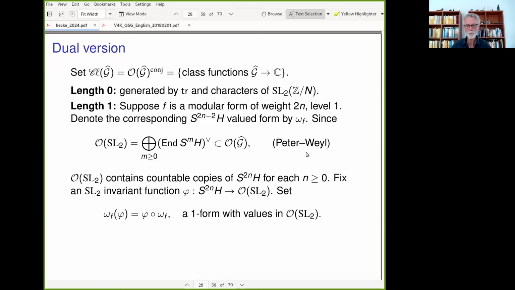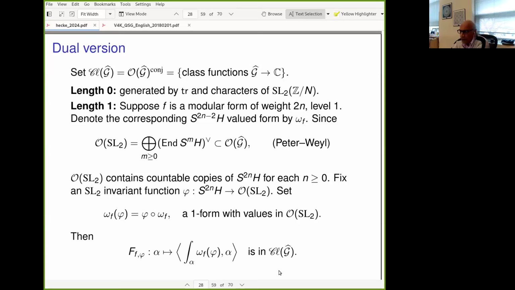Right, and now we can compose our 1-form with that homomorphism, and we get a 1-form with values in the coordinate ring of SL2. And so now we can get a conjugation invariant, if you like, iterated integral of length 1 on SL2.